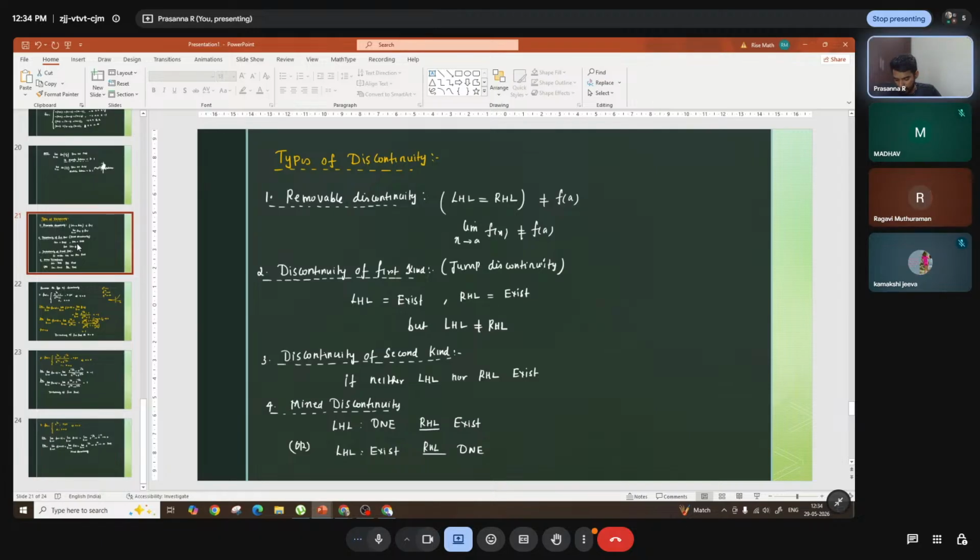Actually, what they have said is, I'll just read the definition from the book. Discontinuity of second kind. If neither limit x tending to a minus f of x nor limit x tending to a plus f of x exists, then f is said to have a discontinuity of second kind at a.